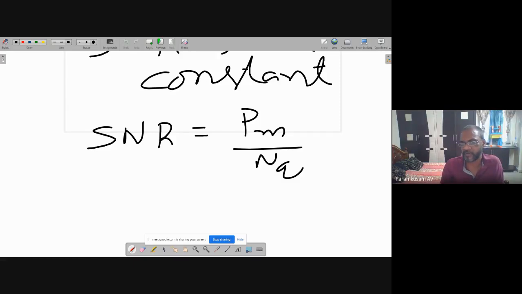PM is message power, signal power. What have I told you so far? Signal power is varied according to the amplitude of the message signal. Why? That is the ratio of the message power to the noise power. But noise power is fixed. Not only the quantization noise power, the quantization noise is fixed for the entire range of the signal.